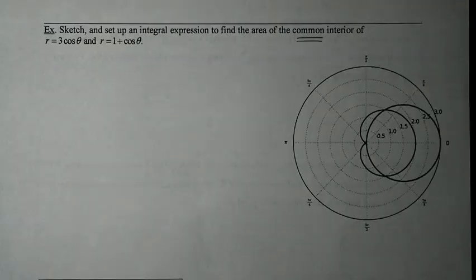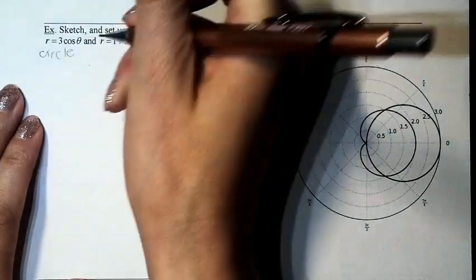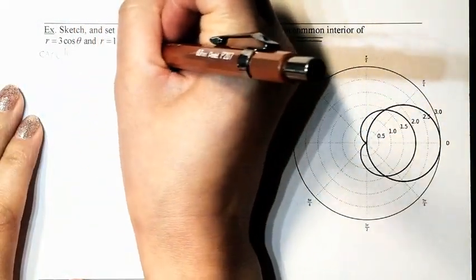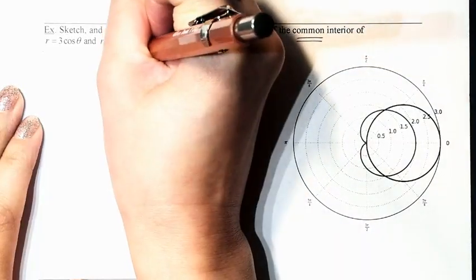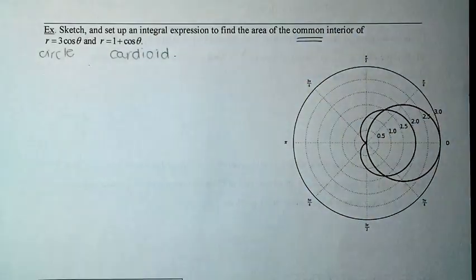For this example, they ask you to sketch and set up the integral expression to find the area of the common interior of r equals 3 cosine theta and r equals 1 plus cosine theta. Similarly to the previous one, you can recognize that this is also a circle, but symmetric with respect to the x-axis. And this is going to be a cardioid. So that's the big difference here.